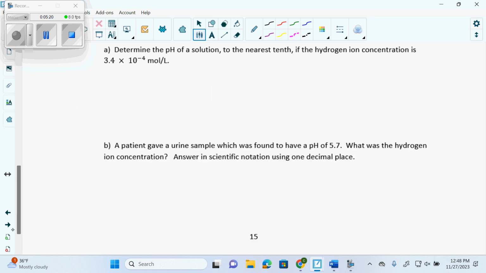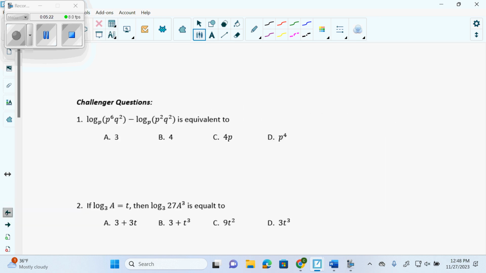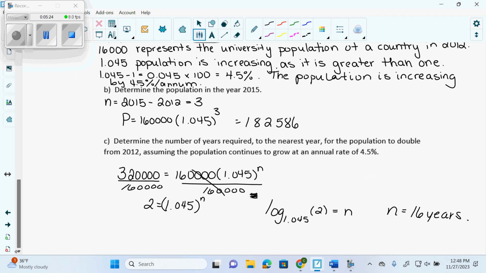You get 0.3? Are you pressing the math arrow up button and using the log button? I'm using the log button. Not the log button. Math, arrow up, and use the actual log button. Okay, you're not pressing. Go log 2 divided by log 1.045.